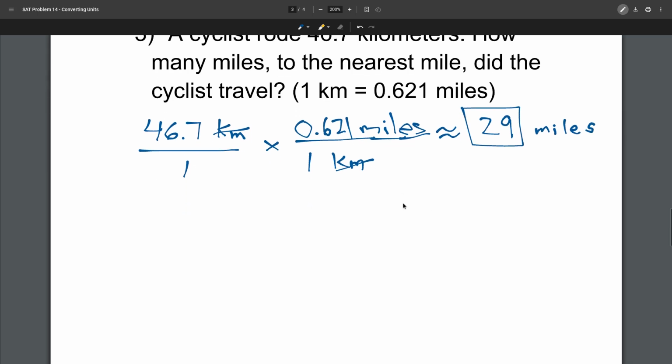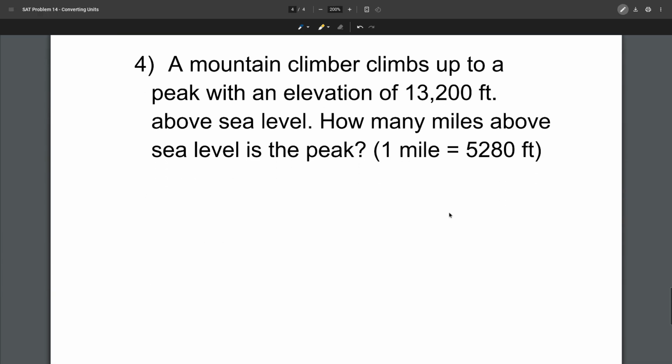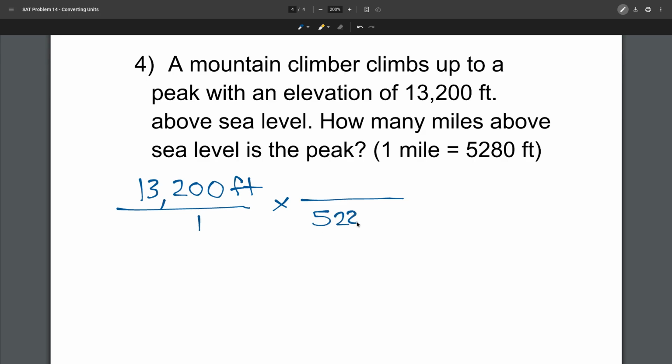Okay, let's try one more. All right, a mountain climber climbs up to a peak with an elevation of 13,200 feet above sea level. How many miles above sea level is the peak? 1 mile equals 5,280 feet. All right, so let's do 13,200 feet. Do that over 1. Multiply it by our conversion factor, so there's 5,280 feet per 1 mile.